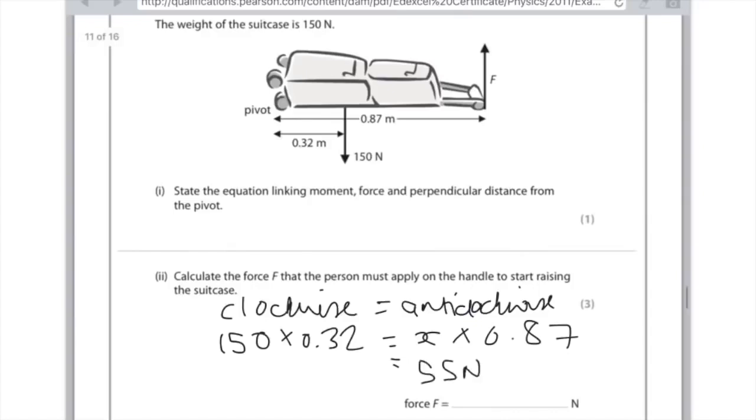This is more maths, so if you're not happy with how I worked that out, do let me know and I'll add an extra step next time.